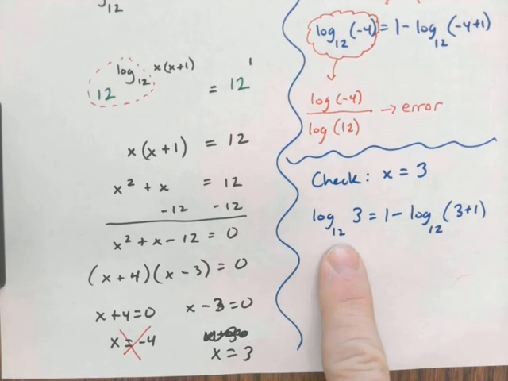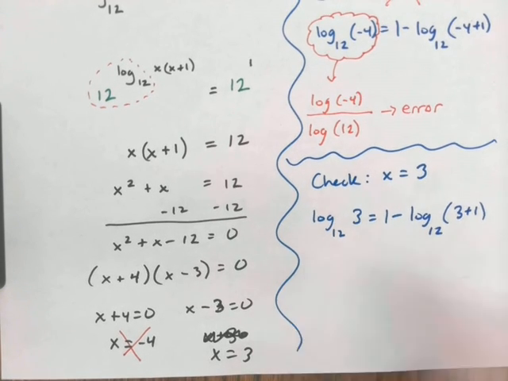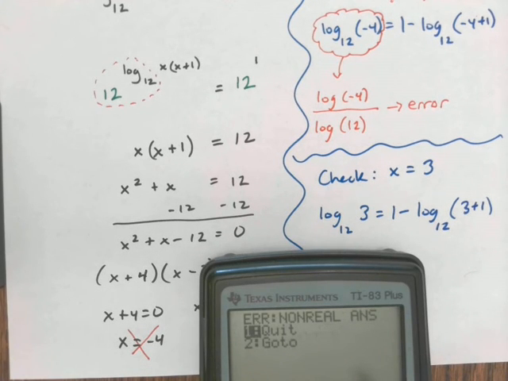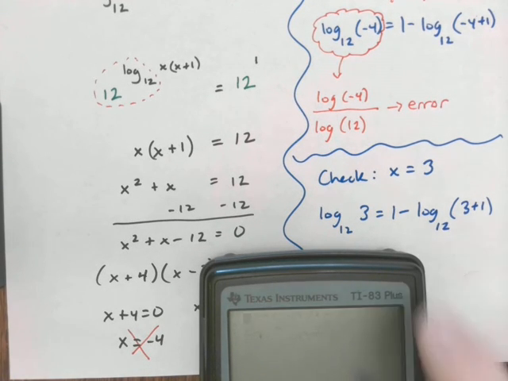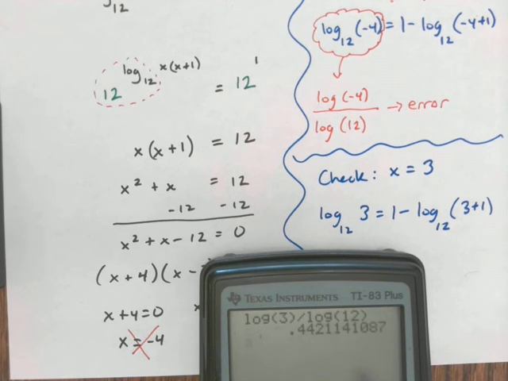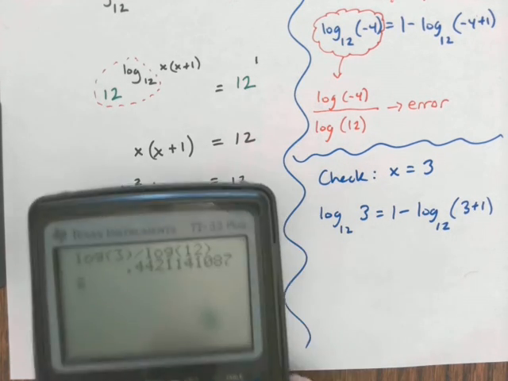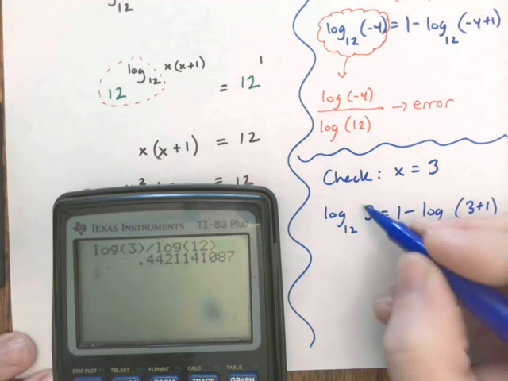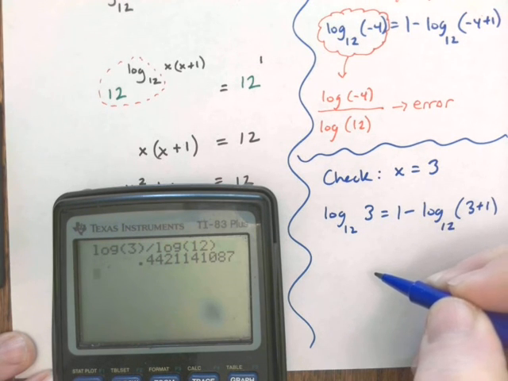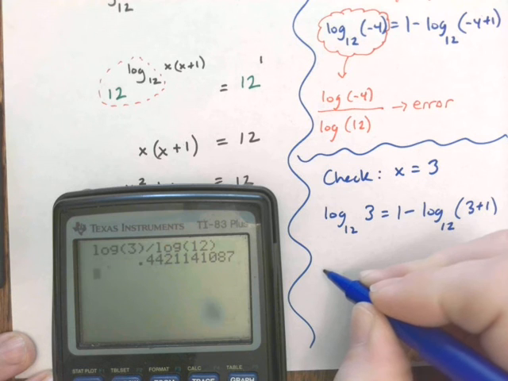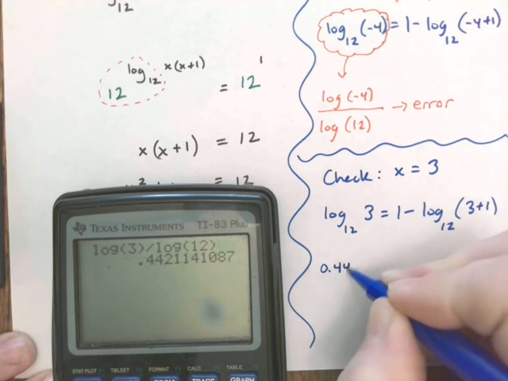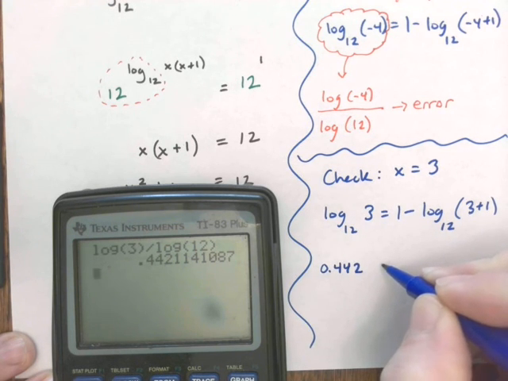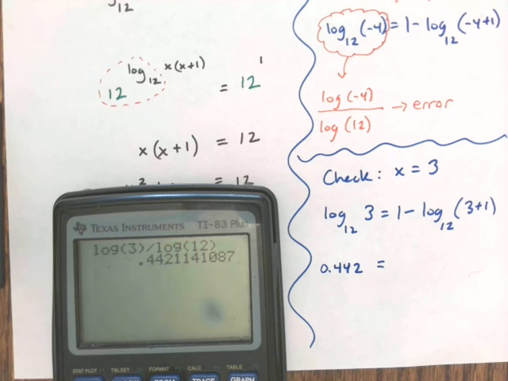So using my change of base formula again, I'm going to type this in as log of 3 divided by log of 12. And when I do that, I don't get an error. I do get a decimal over here on the left side. Log base 12 of 3 is approximately equal to 0.442 if I round that off to 3 decimal places.